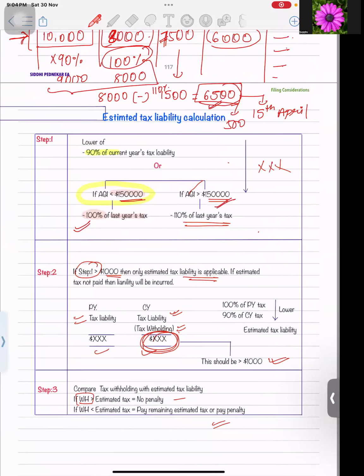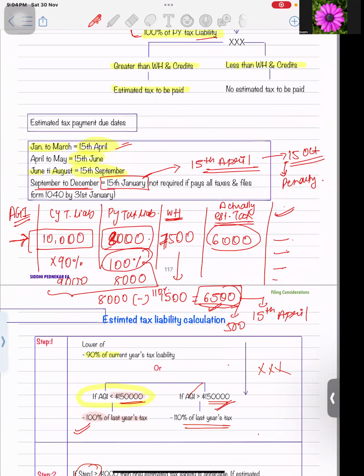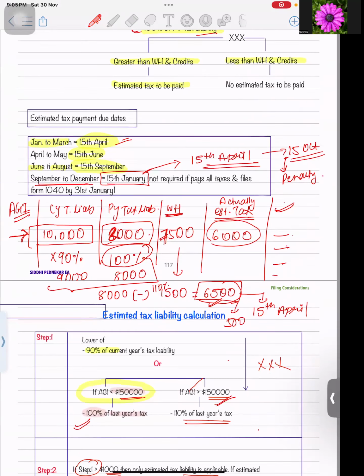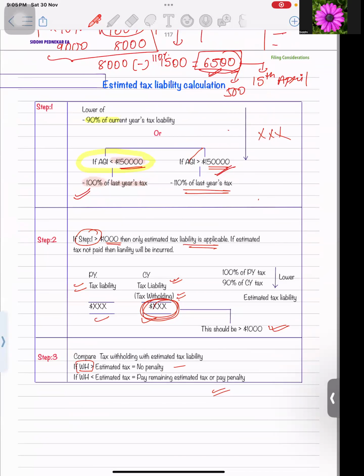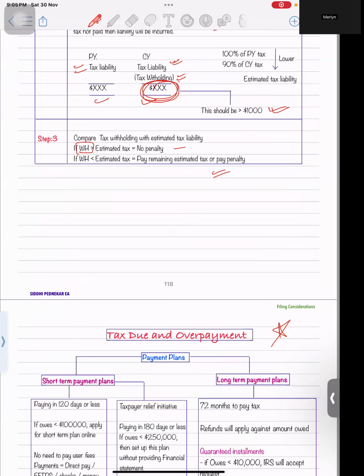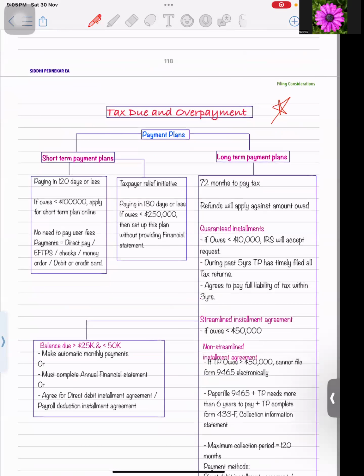Clear, guys? So is there any doubt in this topic? I think Marilyn asked me, but it is clear now that it's 90%. I think it was wrongly calculated at that time. 90, 100. It was reversed, but it's 90 for current year. Okay. Yeah, thank you, Siddhi. Anything else, guys, from this topic?